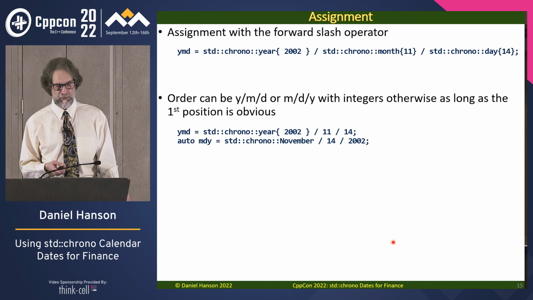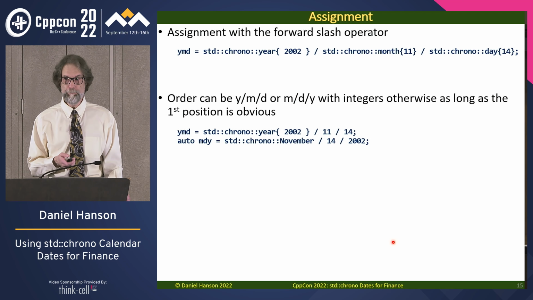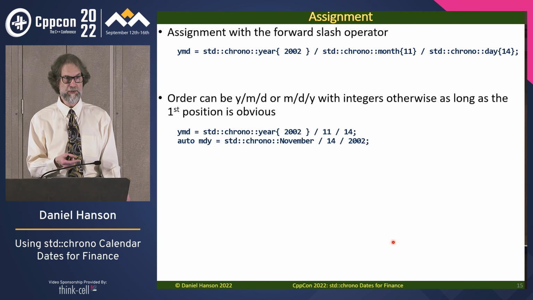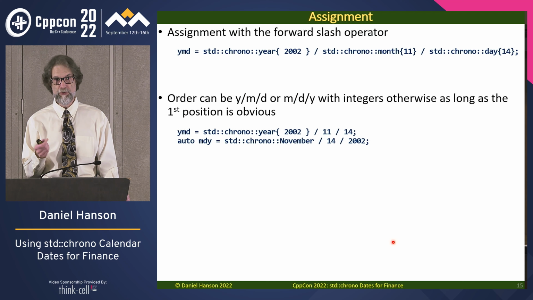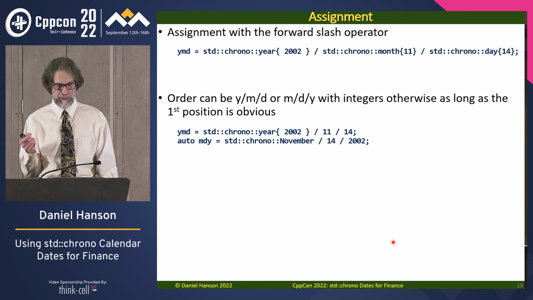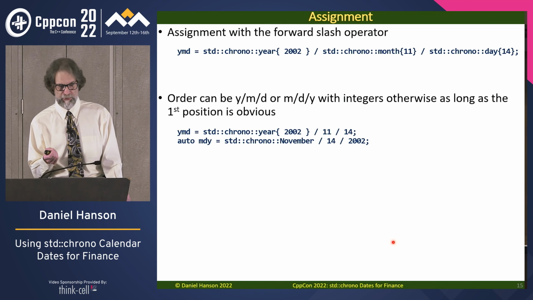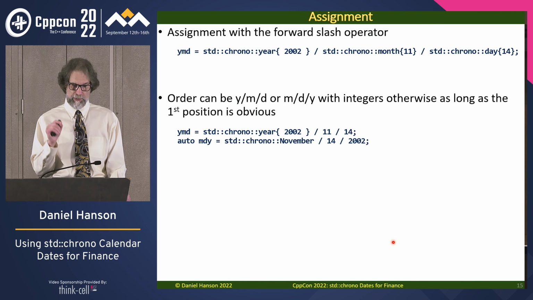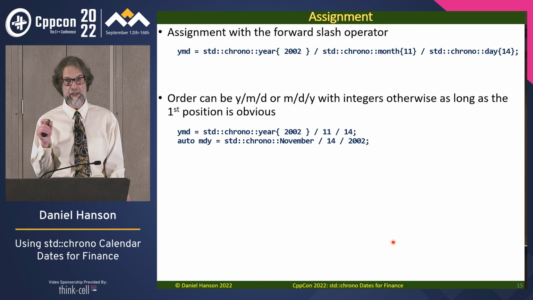So in the first case, this is still year, month, day order, but the first parameter, the year, is obvious. So the compiler will know that means year. And then once it knows that, then it knows the second parameter is month and the third one is day. For month, day, year, the first one is obviously a month, then the next parameter will be the day, and then the next one will be year.